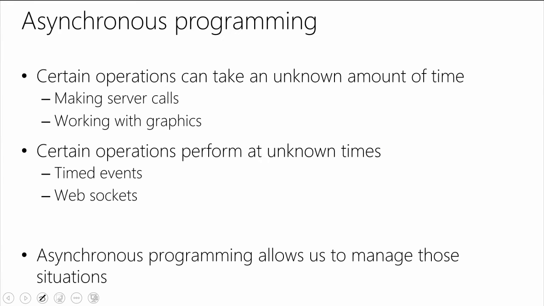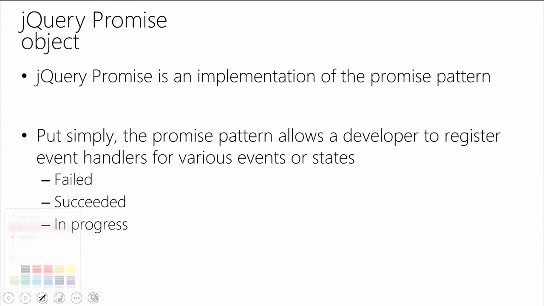this is going to be the caller side. So again, certain operations can take some unknown amount of time. Asynchronous programming allows us to go ahead and spin that off. And the jQuery promise is going to be an implementation of what's known as the promise pattern. And the promise pattern basically just simply says, hey, look, here's a token. Once this is done, I'm going to let you know via this token. I promise you that. That's what this is.